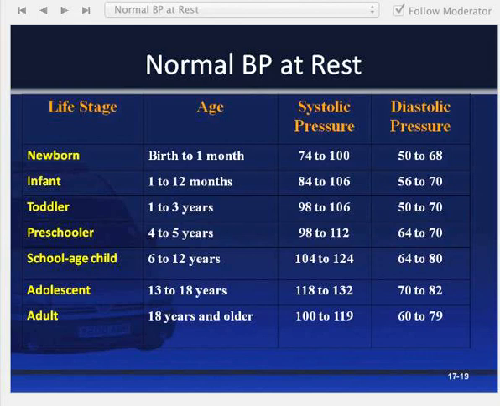School-aged children, a systolic of 104 to 124 with a diastolic of 64 to 80. Adolescents, systolic of 118 to 132 with a diastolic of 70 to 82. And adults, systolic of 100 to 120 with a diastolic of 60 to 79. I actually think those are reversed, but honestly, it'll vary textbook by textbook. One thing to consider though: when auscultating or palpating, it is difficult to assess a systolic blood pressure lower than 60.